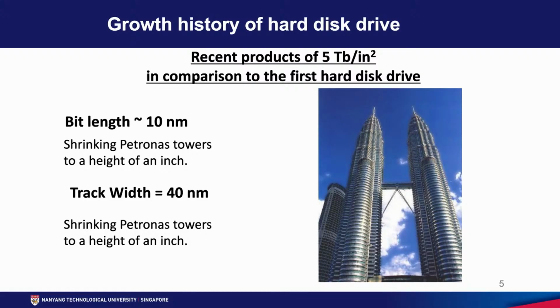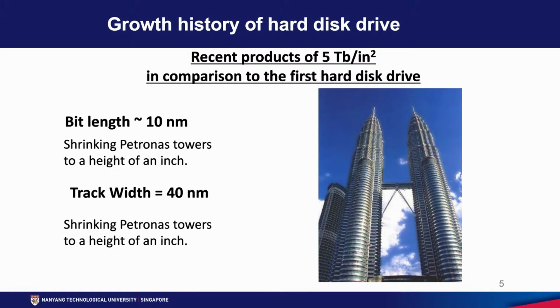So, when you compare the bit length of a hard disk drive in 1956 to the bit length of a hard disk drive now, the scaling, I mean the reduction in the bit length, is like shrinking this whole tower to this size. Imagine the miniaturization of a tower as tall as Petronas Tower to this small size. So, that much miniaturization has happened in the bit length.